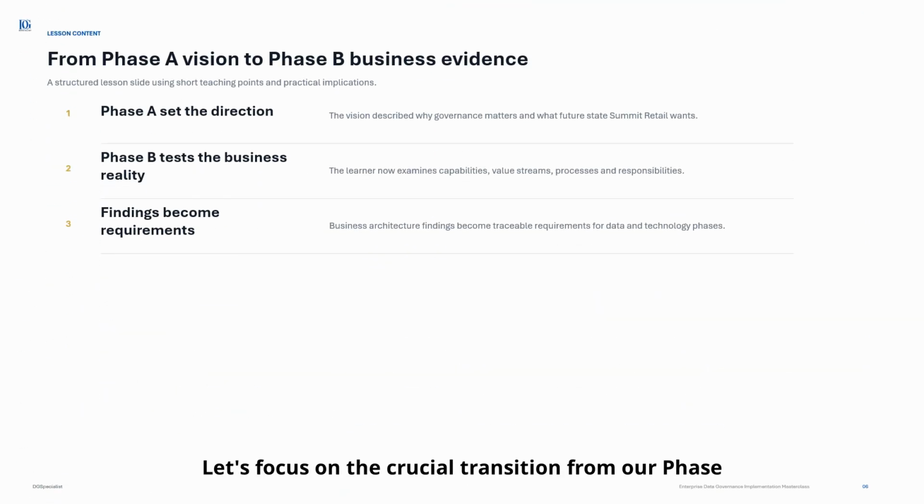Let's focus on the crucial transition from our Phase A vision straight into gathering Phase B business evidence. I want to build a highly structured understanding of this topic and its true business architecture implications for you. Always keep bringing yourself back to our Phase B discipline. We are not yet designing the underlying data architecture. We are not selecting software tools, and we are not writing the full final implementation roadmap. Right now, we are strictly focused on understanding the business architecture that our governance framework must serve.